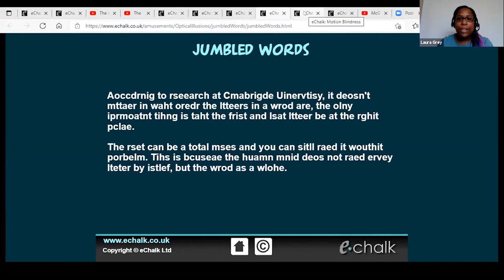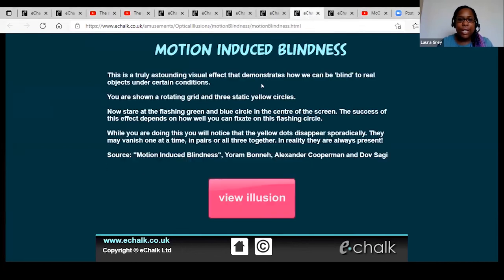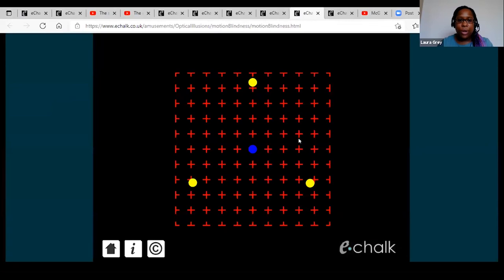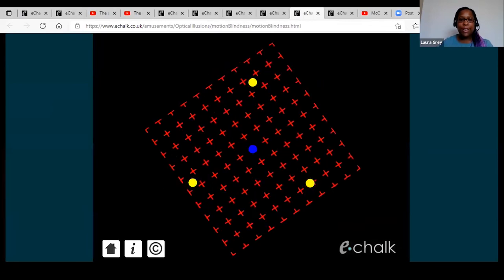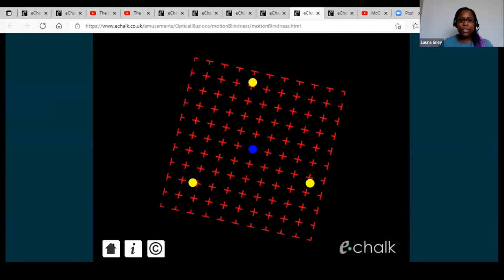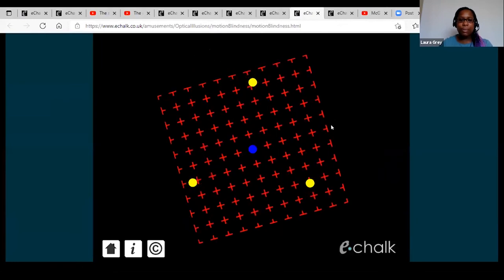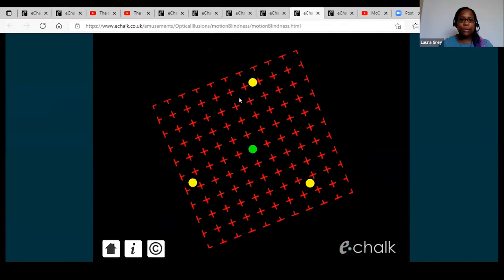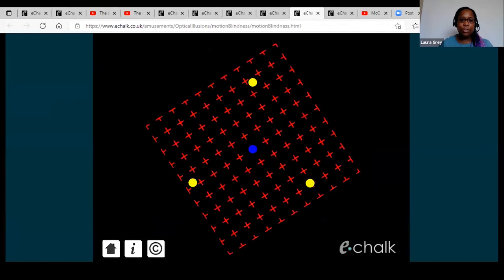Okay, so my next one is a little bit different, and this is about the impact of there being movement in your vision. Okay, so if there's things moving around in whatever you're looking at, it can change what you're seeing. So what I want you to do for this one is to stare at the flashing dot in the middle. Now, whilst you're staring at that, you've obviously got the red crosses moving in the background, but you've also got the 3 yellow spots in the shape of a triangle.